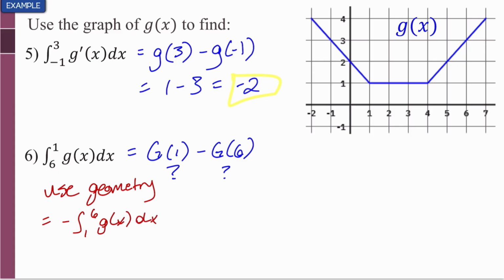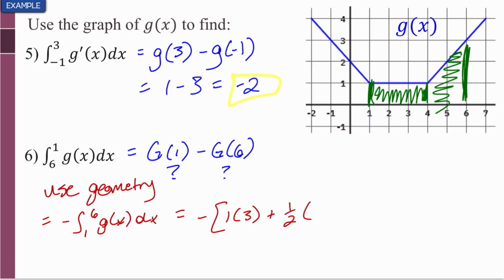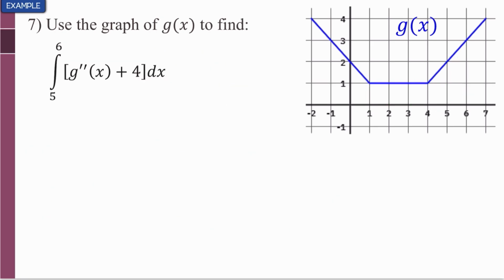And then looking at the graph, here's 1 and here's 6. So maybe we can divide it up into this rectangle here and then this trapezoid here. So that would be the opposite of a 1 by 3 rectangle plus 1/2. And then the height of that trapezoid, remember that's on its side, is going to be 2. And then one base is 1 and the other base is 3, which is going to end up giving you negative 7.